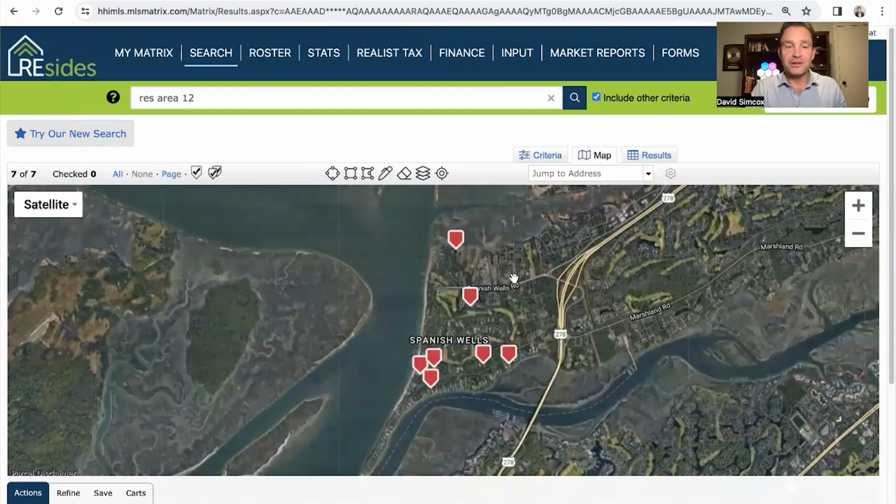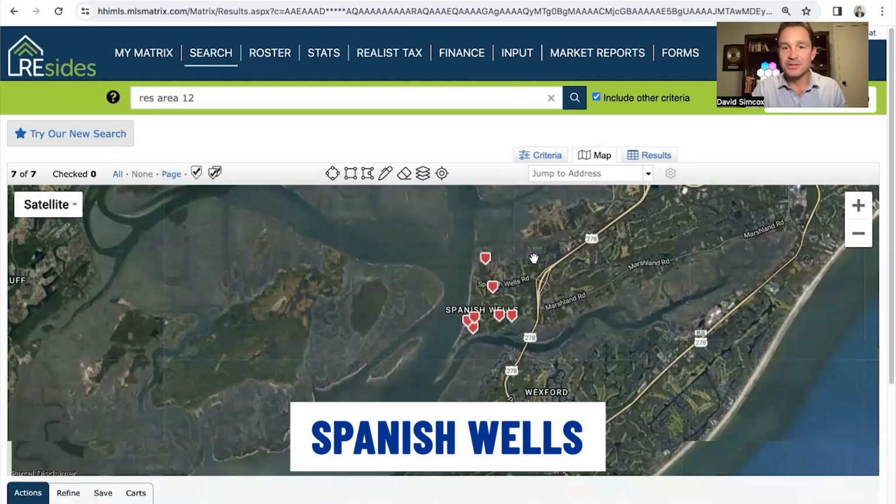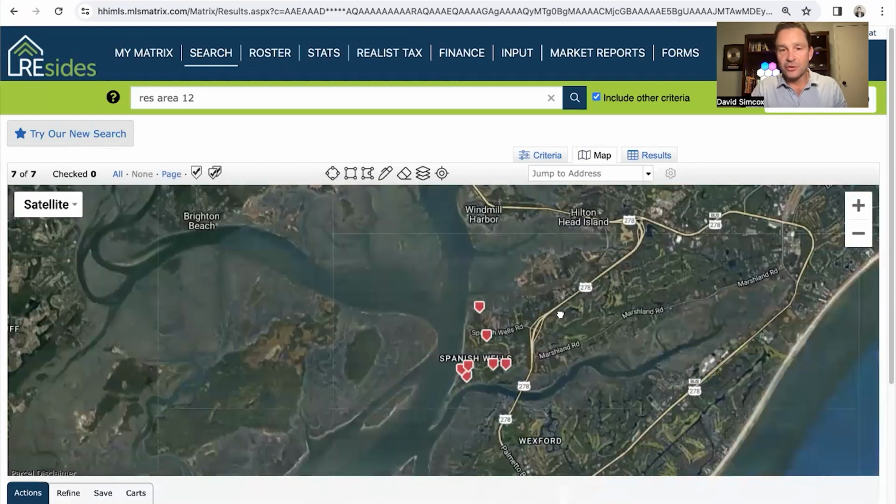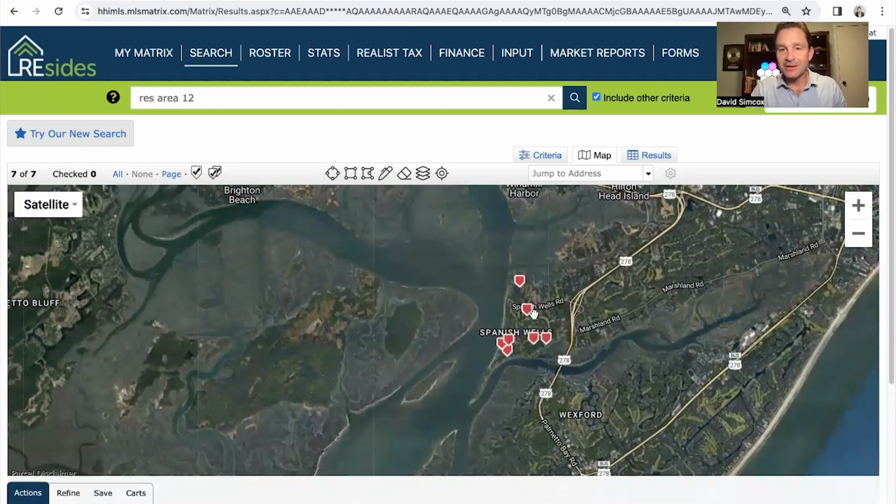All right, on to our last S. This is Spanish Wells, and Spanish Wells is right here after you come over the bridge, tucked away over on this side of the island.